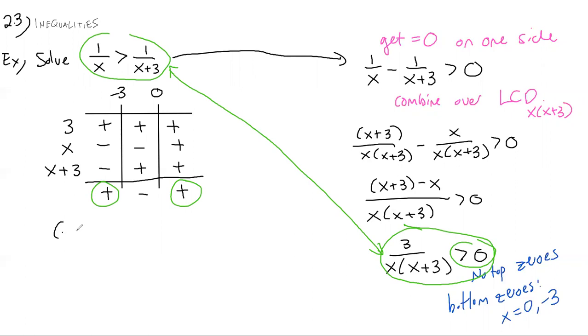So I'll have a negative infinity to -3 combined with 0 to infinity. And it's a strict inequality, so I don't have to worry about any endpoints or anything. They're all going to be outside of it.